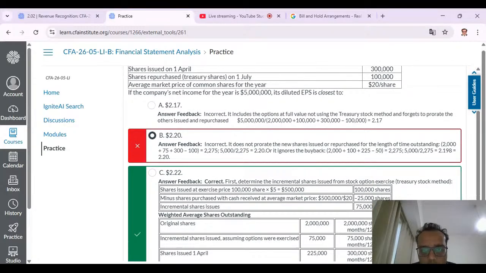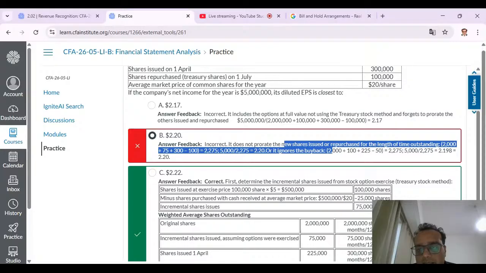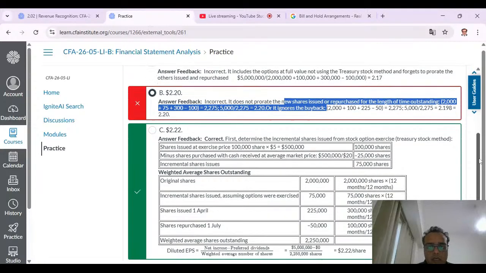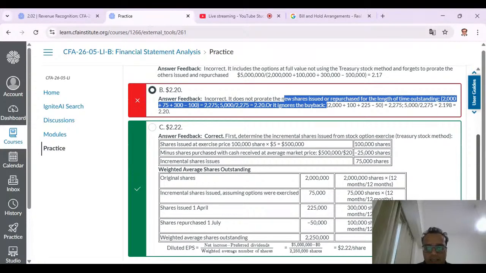This does not prorate the new shares issued or repurchased for the length of the time outstanding. Okay, sorry. So we also have to prorate this to the length of the time they have been outstanding. Or ignores the buyback. We have considered the buyback. The answer is 2.22, because shares issued at the exercise price, perfect, minus shares repurchased with the cash advance, perfect, incremental shares issued is perfect, 75,000, that is what I calculated.